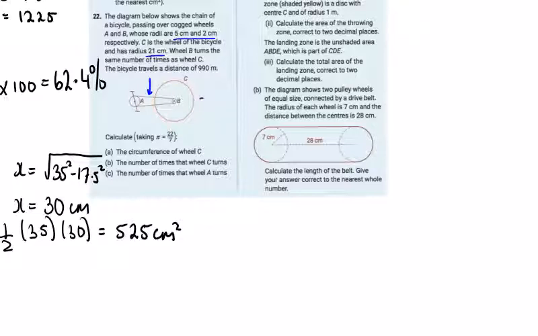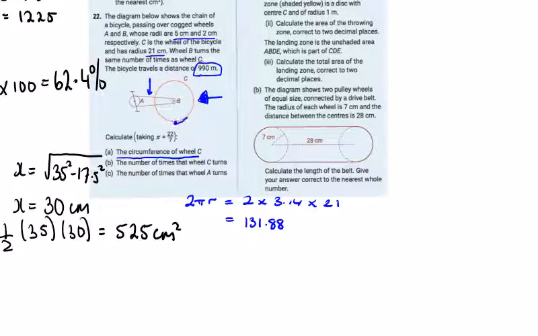Okay, so a lot of times they give these diagrams, and the question is actually a lot easier than it seems. So if you look at part A here, the circumference of wheel C. Well, circumference is 2 pi r, which is 2 by 3.14 by the radius of C, which is 21. And that gives 131.88. Don't think it asks us around here, does it? No, okay. The bicycle travels 990. So that means that 1 turn of C will be the circumference of the wheel.